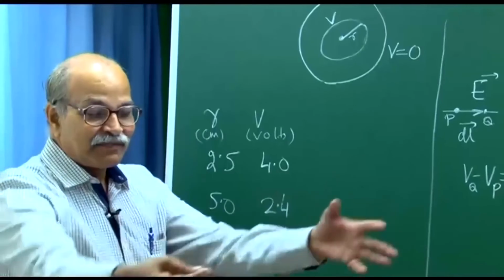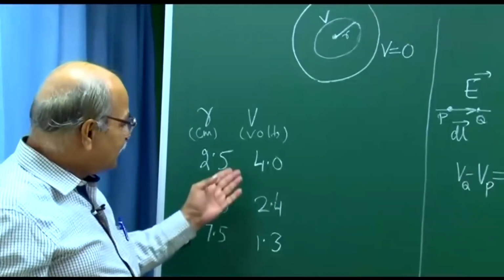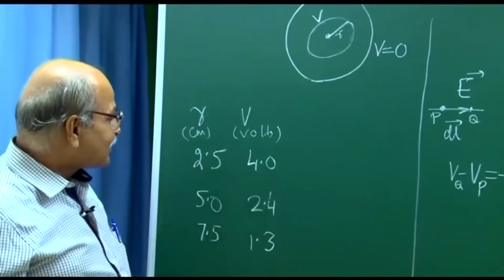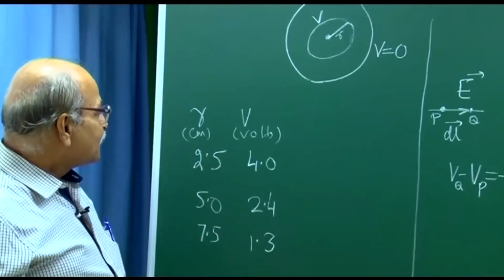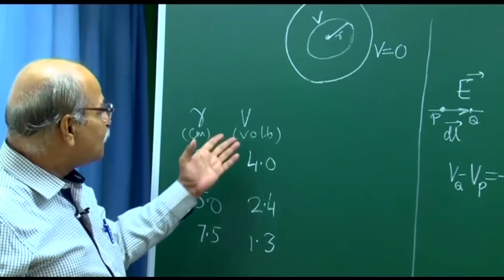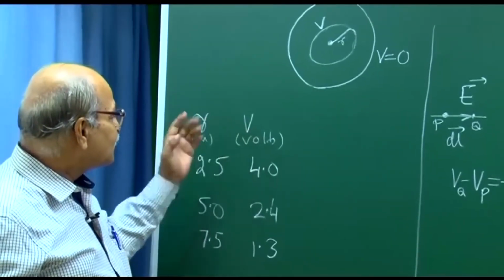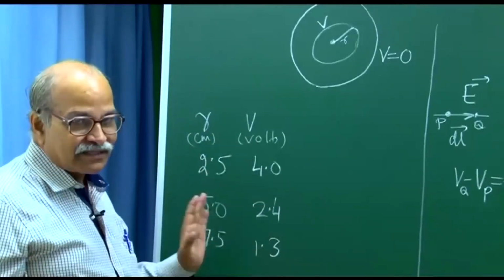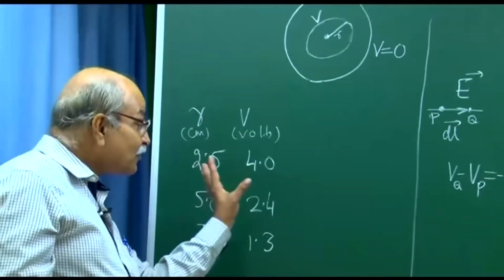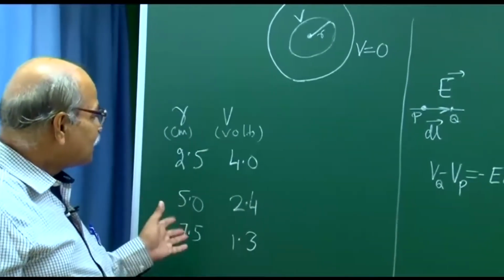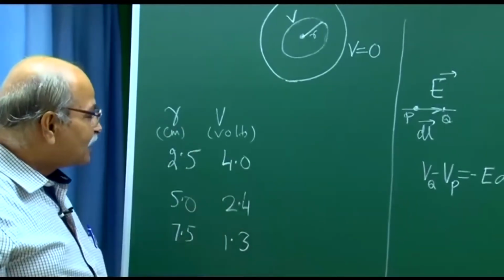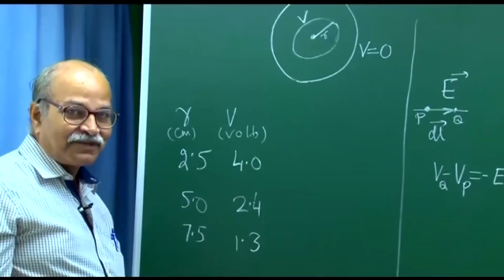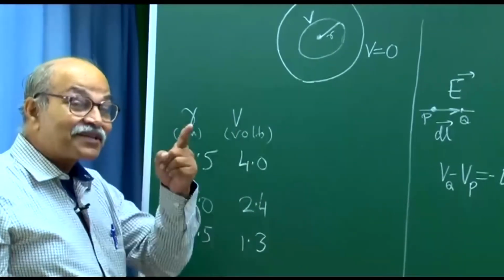Of course, one can measure at many more points, but with these 3 points, can you guess what is the functional dependence of this potential on this R? As R increases, this potential decreases, that is fine. But what kind of dependence is this? Whether it is 1 by R type or 1 by R square type or some other functional form between this V and R, try to guess.